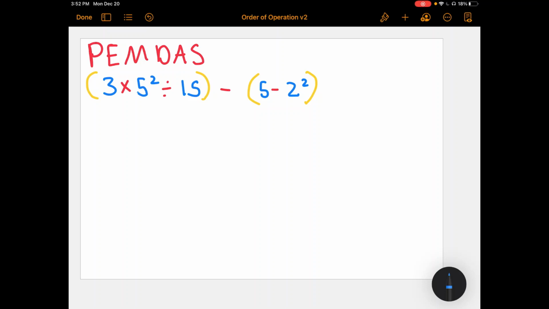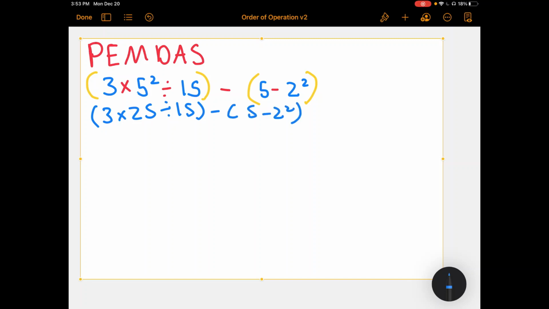So inside of the first parentheses, we look at what our next operation should be, and that is E for exponents. So we need to first solve for the 5 squared. We're going to rewrite our equation. 5 squared is basically saying 5 times 5, which is going to give us 25. And then we rewrite the rest of the equation: divided by 15 minus 5 minus 2 squared.